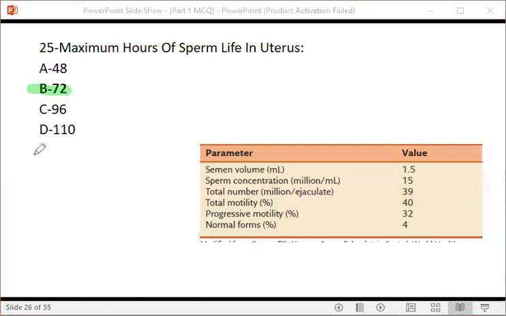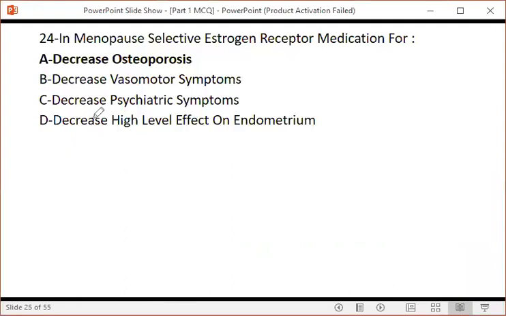لكن يهمك also to know the parameters of normal sperms here. The semen volume should be 1.5. Sperm concentration should be more than 15 million per ml. Total number more than 39. Motility more than 40%. Progressive motility more than 32. And normal forms more than 4%. They may ask you in any of those parameters, guys. Be prepared to answer them. تمام. The maximum hours of sperm is 72 hours. Okay. طيب.